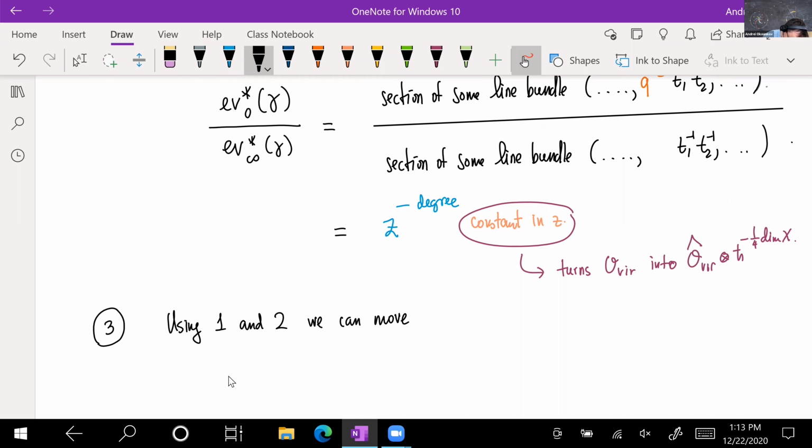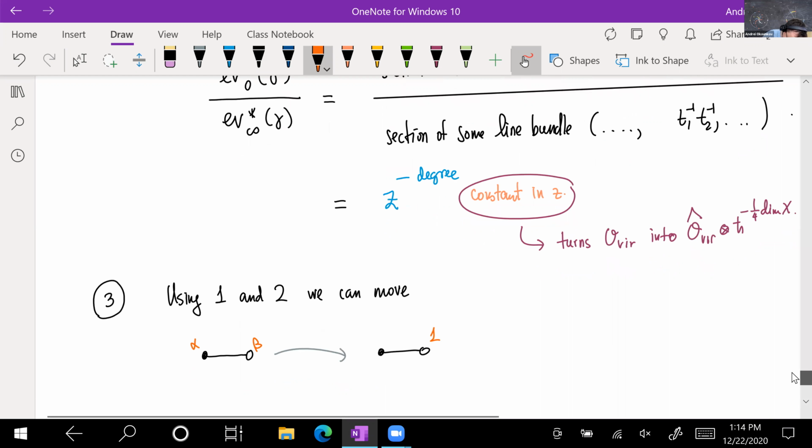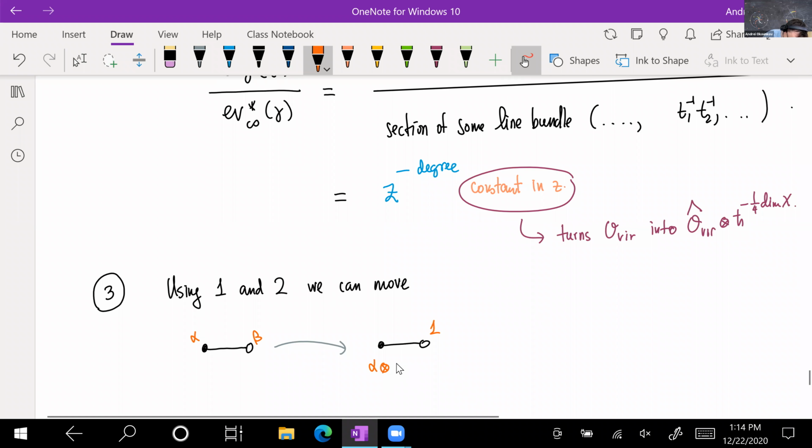So what do we need? We have this vertex with descendants, and there's this alpha, this is beta. So then we can move it to work. We can put nothing here, just leave one, and then we'll take alpha tensor beta type of thing.